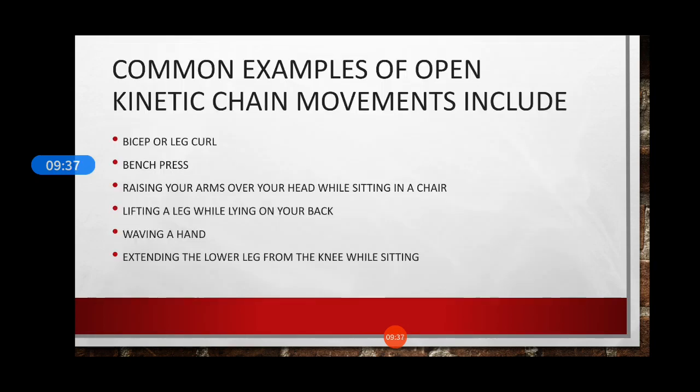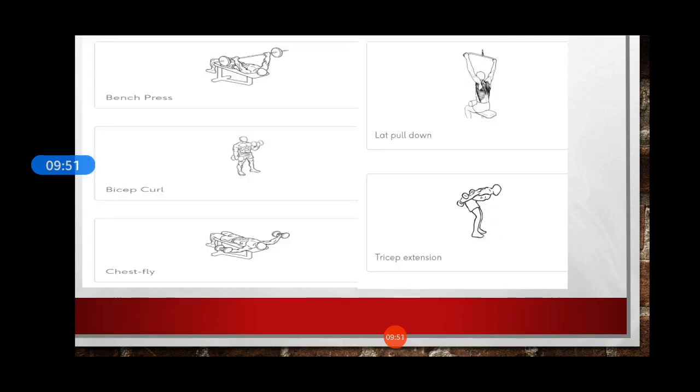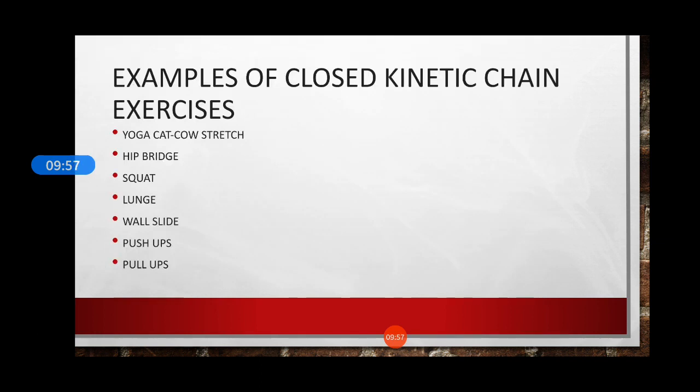Now, what are the common examples for the open chain exercises? The common examples are biceps or leg curls, bench presses, raising your arm, lifting a leg, waving a hand, or extending the lower leg from the knee while sitting. Here you can see a few examples of open chain exercises. Then closed chain could include yoga, cow stretches, hip bridges, squats, lunges, wall slides, push-ups, pull-ups.